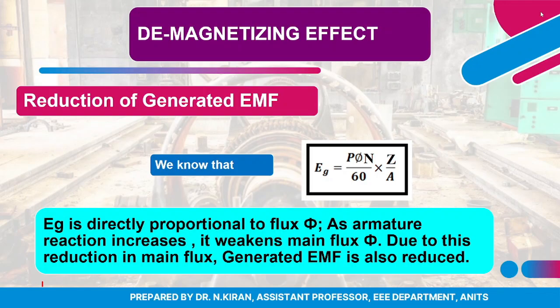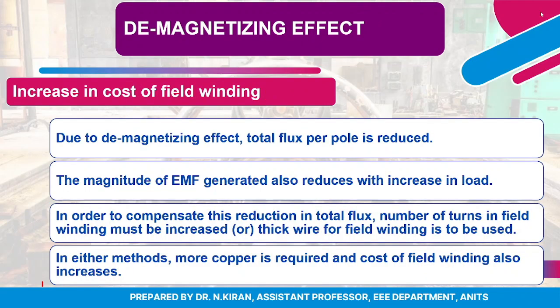Coming to the demagnetizing effect, the first one we have seen is the reduction in generated EMF. We know that Eg is equal to PφZN by 60 into P by A. So as Eg is directly proportional to flux, and due to armature reaction your net main flux is getting reduced, the generated EMF will also get reduced. The second effect is increase in cost of field winding.